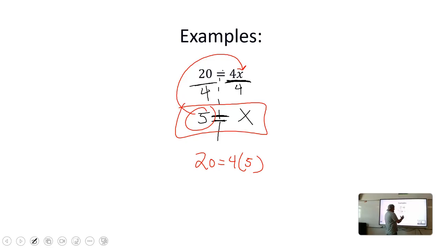Some people like to write it with the x first. Some people prefer to write this as x equals 5. It really doesn't matter. Both of those are correct. It's really your personal preference of what you like to do.